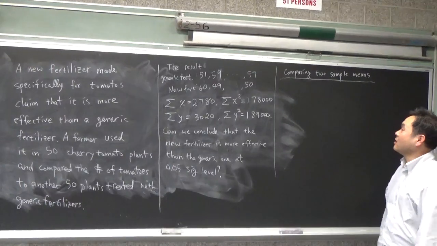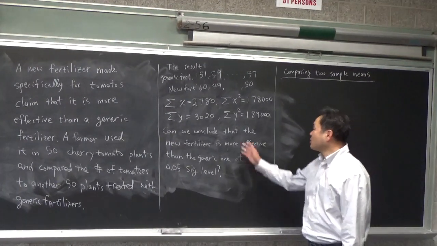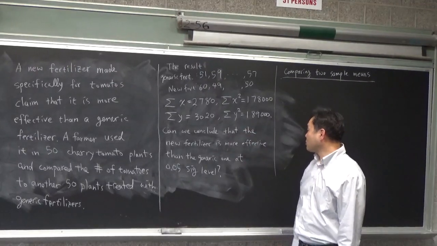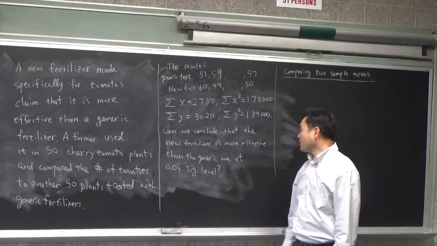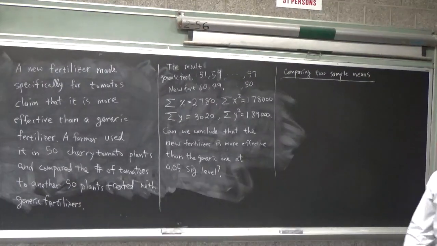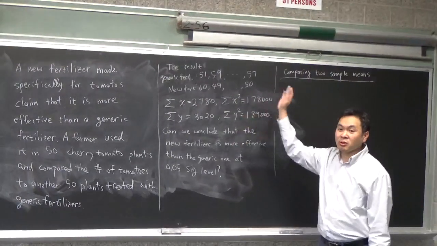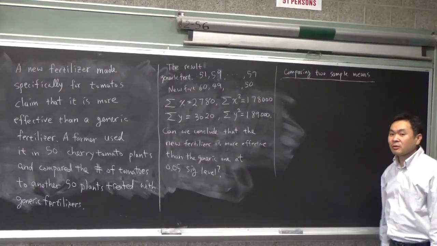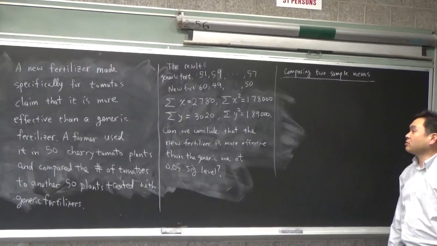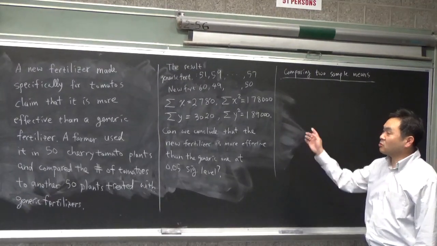And then he has this question. Can we conclude that the new fertilizer is more effective than the generic one at 0.05 significance level? And that's the question that we want to answer. Before we actually move on to doing this, we will have to develop some theory of being able to compare the two means.